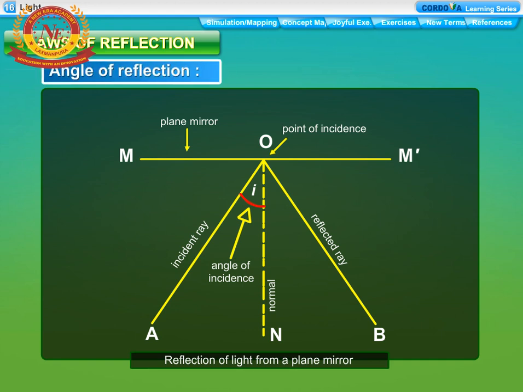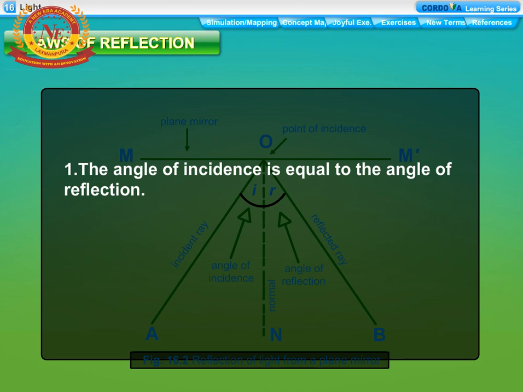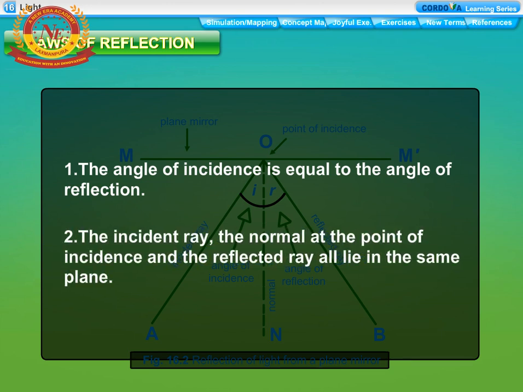Angle of reflection. The angle which the reflected ray makes with the normal at the point of incidence is called the angle of reflection. Angle NOB is the angle of reflection. It is represented by the letter R. R is equal to reflection. The laws of reflection of light are as follows. The angle of incidence is equal to the angle of reflection. The incident ray, the normal and the reflected ray all lie in the same plane.